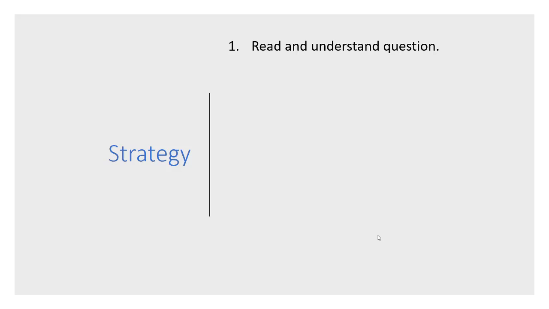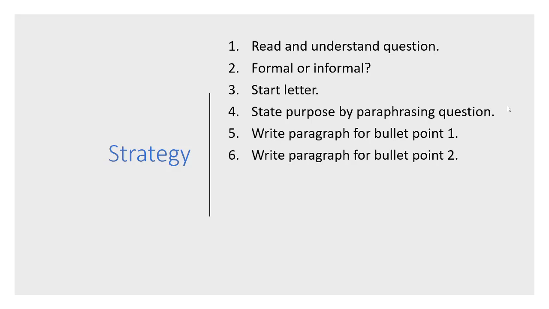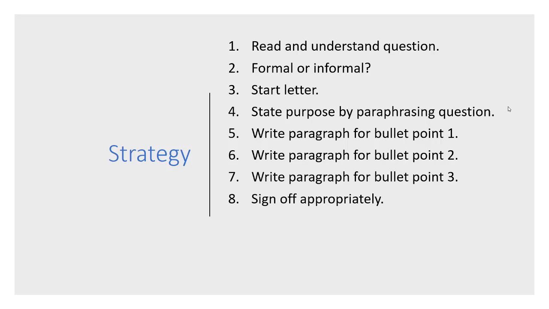If you do that, you're going to save time because you're not going to mess things up halfway through your attempt. Decide if it is formal or informal, and then start your letter. So you've planned everything, you've understood everything, you've decided if it's formal or informal, start your letter. State purpose by paraphrasing the question. Write paragraph for bullet point 1, write paragraph for bullet point 2, write paragraph for bullet point 3, and then sign off appropriately. Finally, check your tone, and then check vocabulary and grammar.